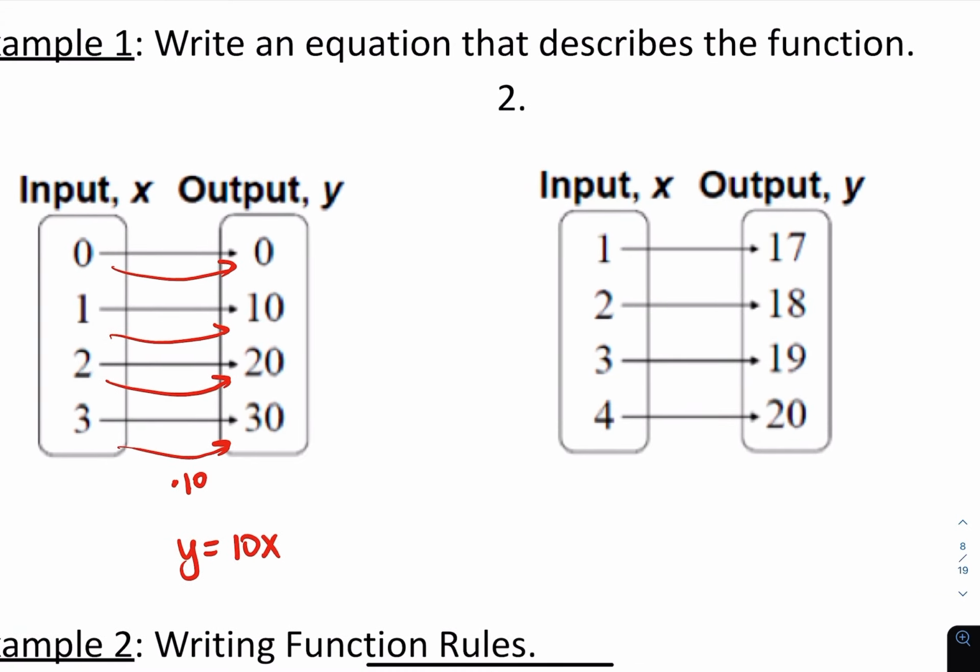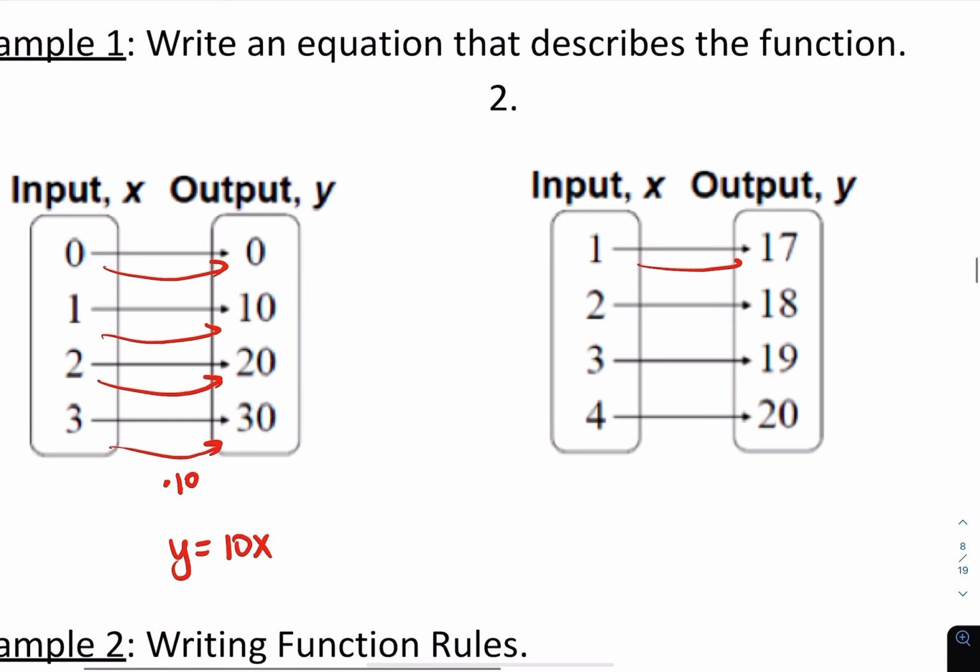Now let's take a look at example number 2. Is there anything that I can multiply by? I don't think so. So what else do you see here? It looks like I could add 16 every single time, right? So then your function rule is just going to be y equals x plus 16.